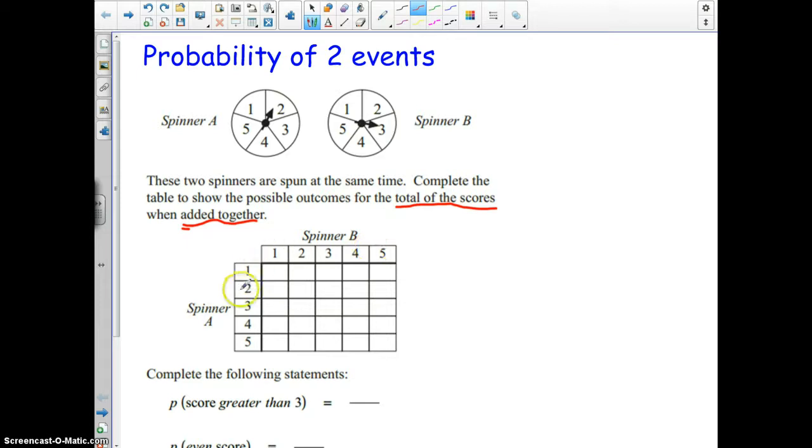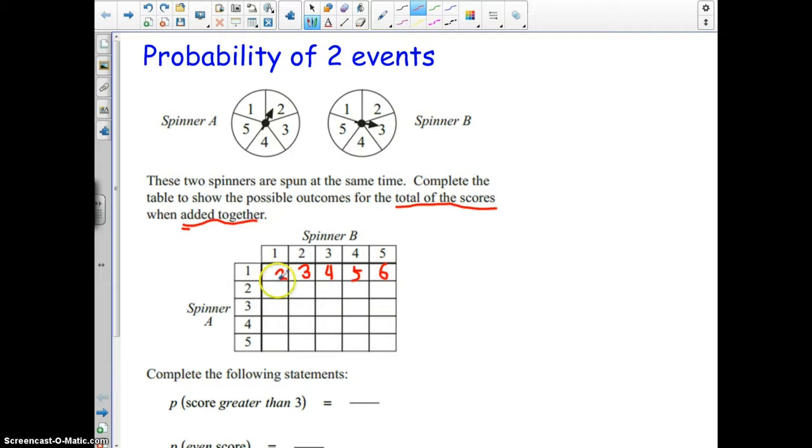And then we try to answer the question, what is the total of the score? For example, if spinner A lands on 1 and spinner B lands on 1, what is the total when added together? 1 plus 1 is 2, so I put in 2 there. If spinner A lands on 1 and spinner B lands on 2, 1 plus 2 is 3. Spinner A lands on 1, spinner B lands on 3. 1 plus 3 is 4. Basically we're just adding those up, and if we keep doing that, these will be the outcomes.